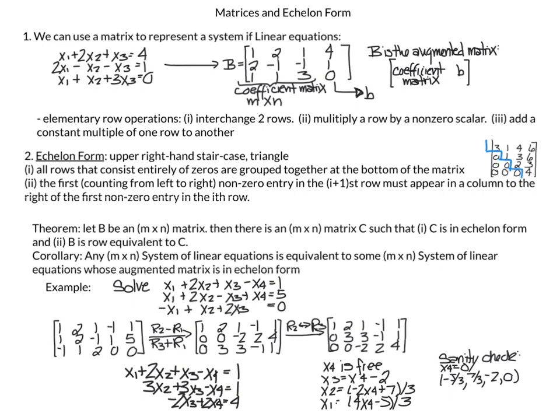What does it mean to be row equivalent? It just means that you can get from one to the other using the elementary row operations. And then from our theorem in the last chapter, when we convert this back to a system of linear equations, any m by n system of linear equations is equivalent to some m by n system of linear equations whose augmented matrix is in echelon form. So that means this system of linear equations is equivalent to this system of linear equations. And to be equivalent means they have the same solutions.